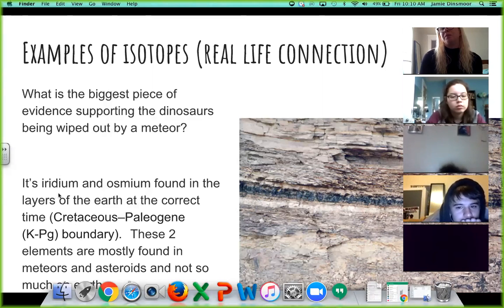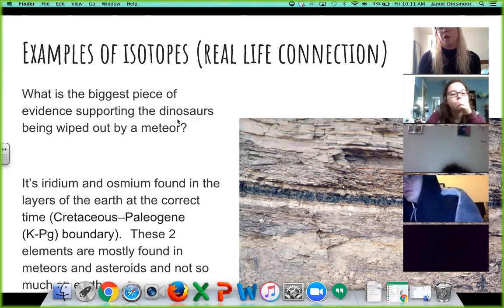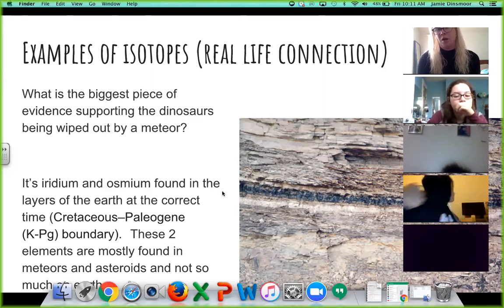an iridium layer, which is this black layer that you see in this picture. So a normal person looking at this rock would just be like, cool, there's a black layer in it, right? Scientists knew that that was iridium, and that iridium comes in high concentrations in meteors and asteroids. So that's just more evidence to support that possibly it's possible that a meteor killed the dinosaurs, which a lot of people still disagree with, but I would say most scientists are saying that it's true, especially after this iridium layer was found.